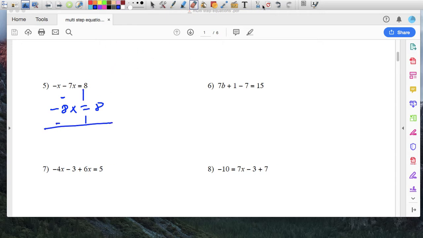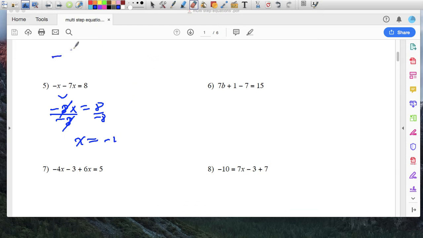Oops. Here we go. I'm making this ugly. So here's our equation. Divide this by negative 8, and divide this by negative 8. Each side gets divided by negative 8. Negatives become positive, and I get x, and 8 divided by negative 8 is negative 1.